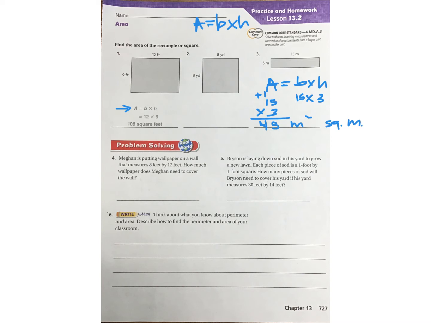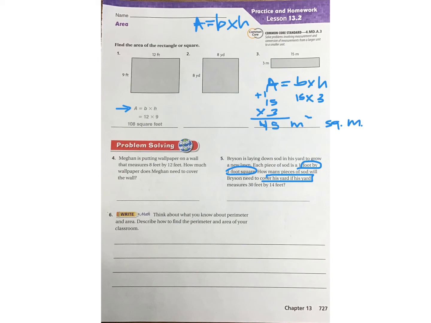Okay? All right, number 4 or 5? Number 5. Okay, it's a word problem, so we're going to cube and circle the numbers, underline important information, and box the question. All right, let's ready and read. To grow a new lawn. Each piece of sod is a 1 foot by 1 foot square. How many pieces of sod will Bryson need to cover his yard if his yard measures 30 feet by 14 feet?